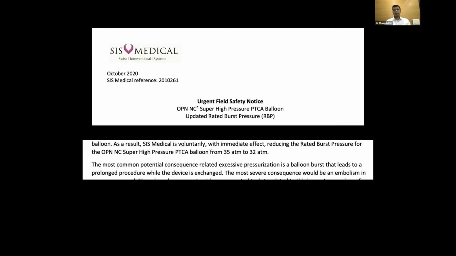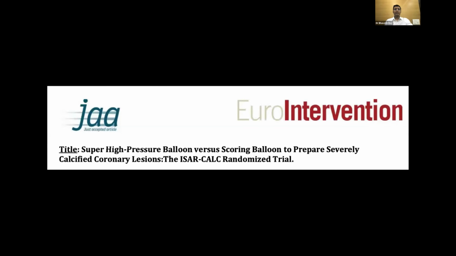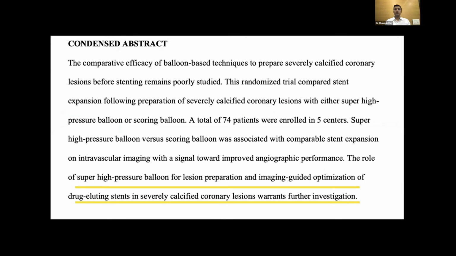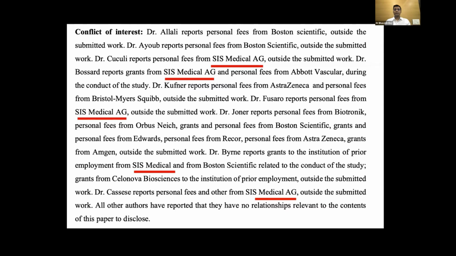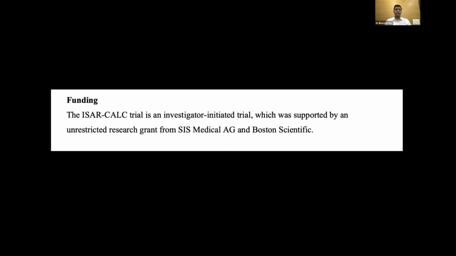CIS Medical is the company which markets this ultra high pressure balloon, and they have reduced the burst pressure from 35 to 32. And this is the main trial which promotes the high pressure OPN balloon, the ISAR randomized trial. These are the abstract, which could not show superiority compared to the other preparation. Study limitations: the stent expansion index could not be demonstrated as superior. And conflict of interest: only one trial, with almost all the investigators having a conflict of interest, and it was an investigator initiated trial, so we probably do not trust it.